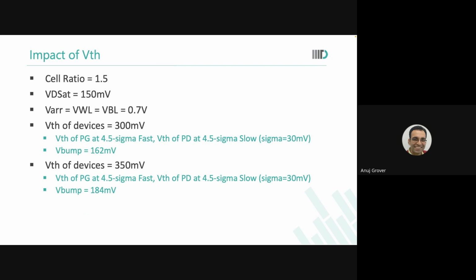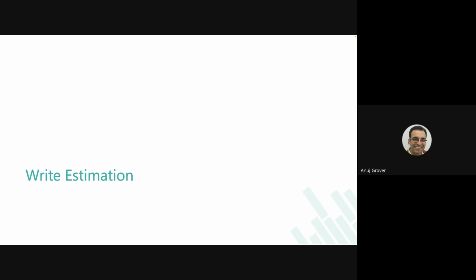See, if you build a model, if you build an equation, then you have a model. You don't need to really do those simulations and check things out. You can be much, much faster. That's the benefit of making models. So then, the other assignment was about estimating the writability of the cell.